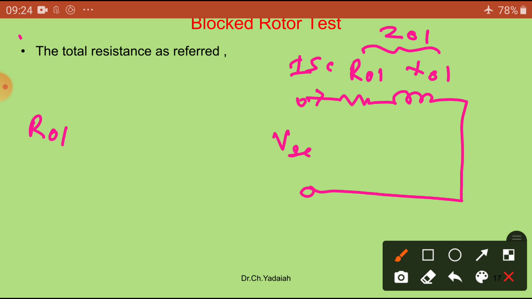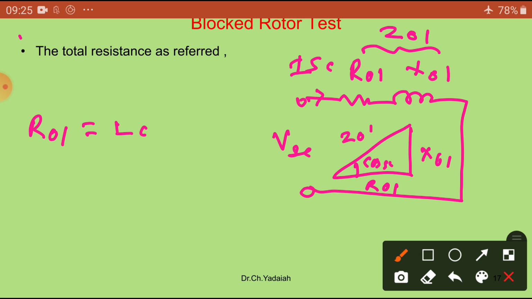So, we know the impedance triangle. What is the impedance triangle? Here we have phi SC, R01, X01, Z01. This is cos phi SC. From this, R01 is Z01 into cos phi SC. We calculate cos phi SC, and Z01 we require.